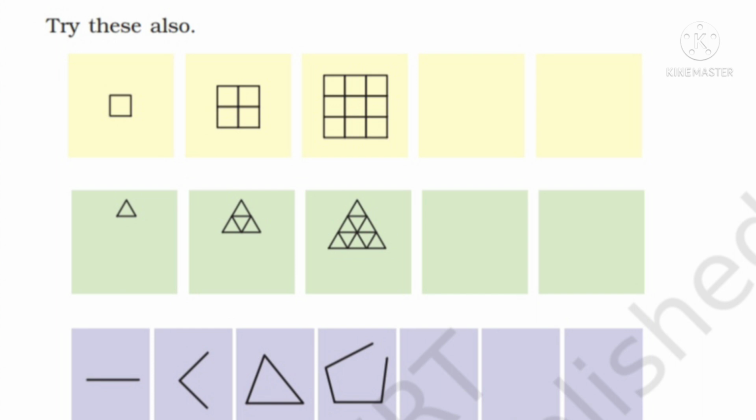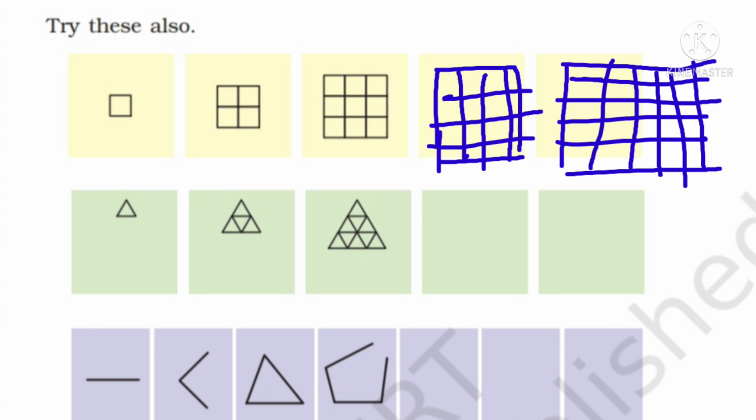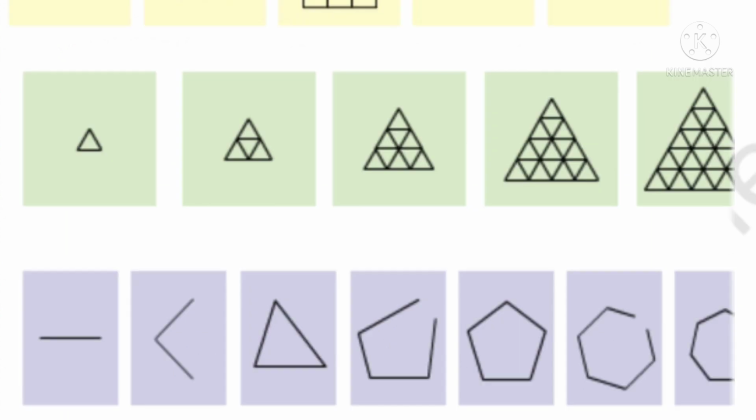Try these also. There is 1 square, then 2 squares on the first row and on the second row 2 squares, then 3 squares on the first row, second row, third row. Then similarly 4 squares will be on the first row and there will be 4 such rows. Then 5 squares and 5 rows will be there. Next two designs can be filled like this.